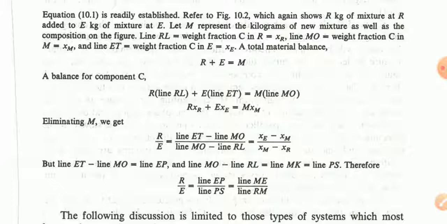Line RL is the weight fraction of C in R, equal to XR. Line MO is the weight fraction of C in M, equal to XM, and line ET is the weight fraction of C in E, XE. A total material balance: the equation is R plus E is equal to M. A balance for component C, with line RL, line ET and line MO.